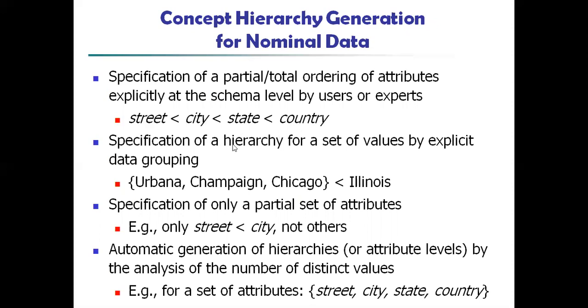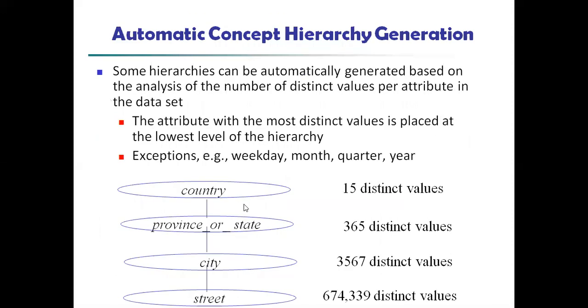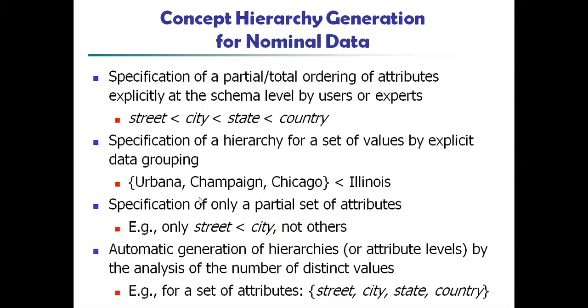Okay, specification of a hierarchy for a set of values by explicit data grouping. Like that, say Urbana, Champaign and Chicago, these are all Illinois. Like that, any groups can be framed together. Specification of only a partial set of attributes: if you see only street, this will come under a city, not others. Like that, whichever one I want, I can make my hierarchies.